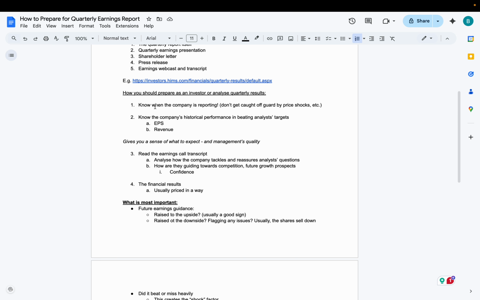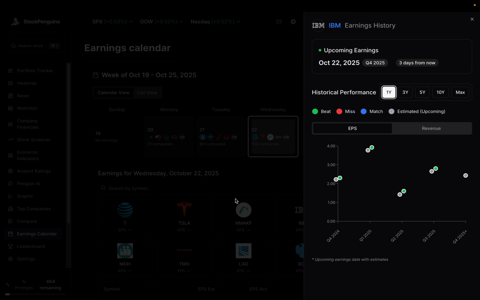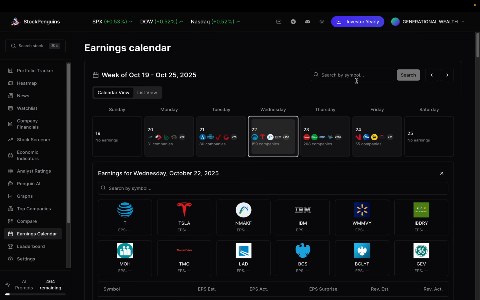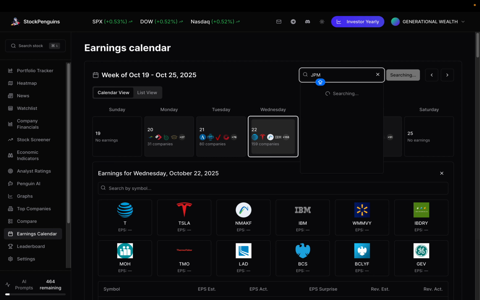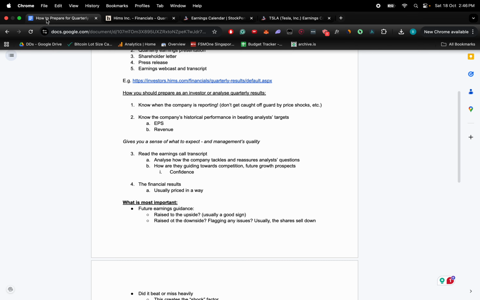So to know exactly when your company is reporting, StockPenguins actually has an earnings calendar too, right? That you can see week to week when companies report. And you can even search for the company that you invested in, for example, JP Morgan. It will show when the previous earnings were, how they performed, and also when the upcoming earnings are from now. So it actually shows you how many days from now the company will be reporting, right?